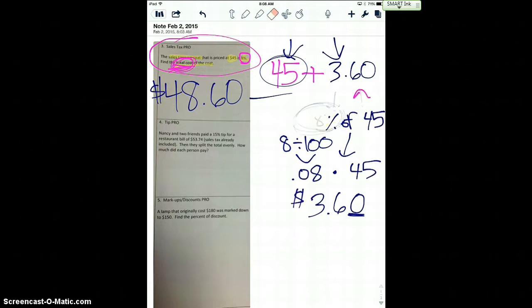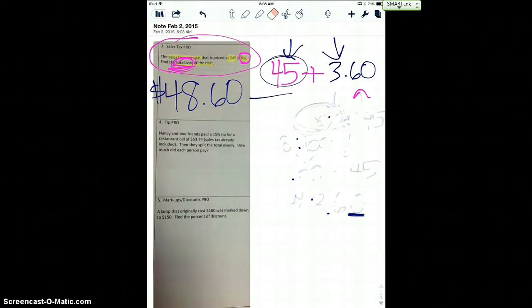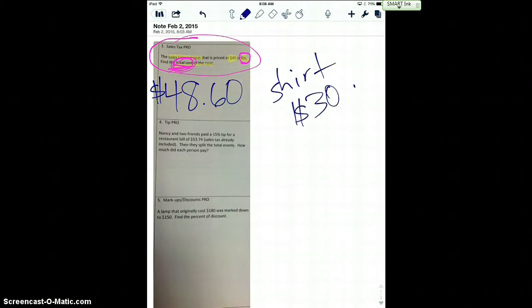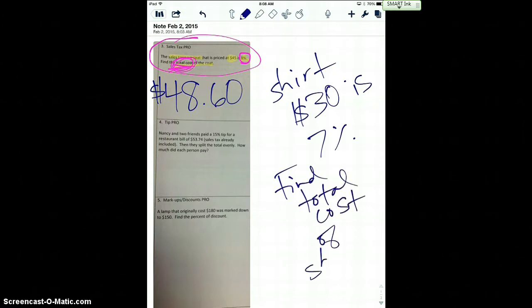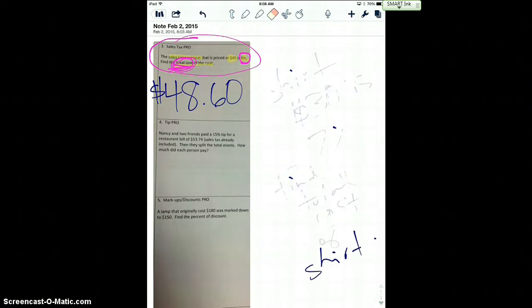Okay? All right, so the practice problem I want you to try, to show me you are trying and practicing, is one that is very similar to this. Let's say the sales tax on a shirt that is priced at $30 is 7%. Find the total cost of that shirt. Okay? So that's what I want you to practice with. All right, good luck.